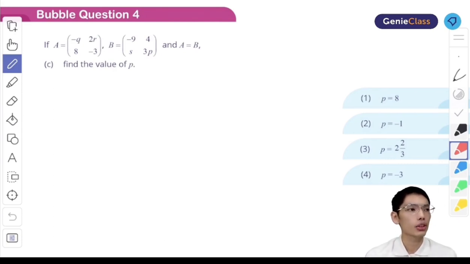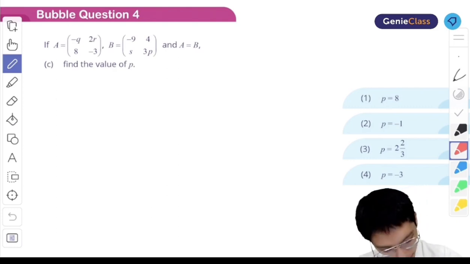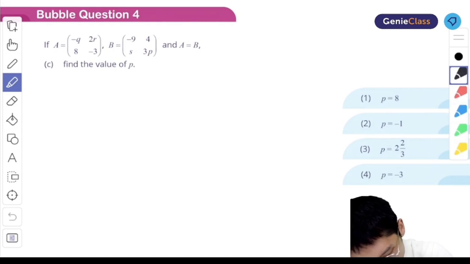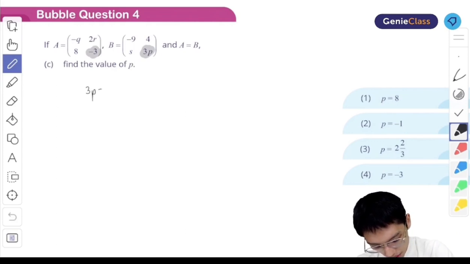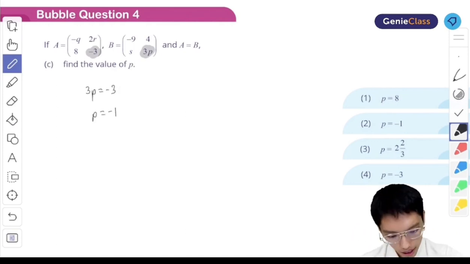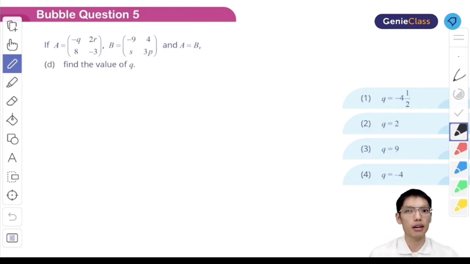Awesome. I think all of you got the answer right. Perfect. Again, following the notion, find the value of P: 3P and minus 3. So therefore, I'm getting 3P equals minus 3, P equals minus 1. Again, I think there's one more. Yes, following down, find the value of Q.